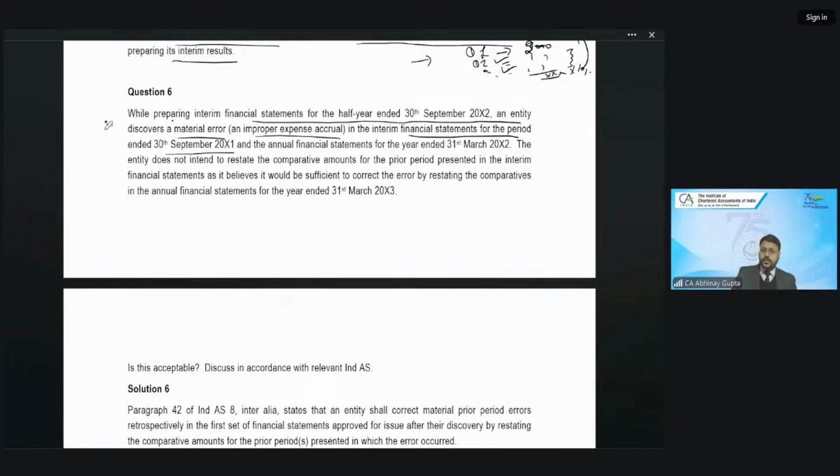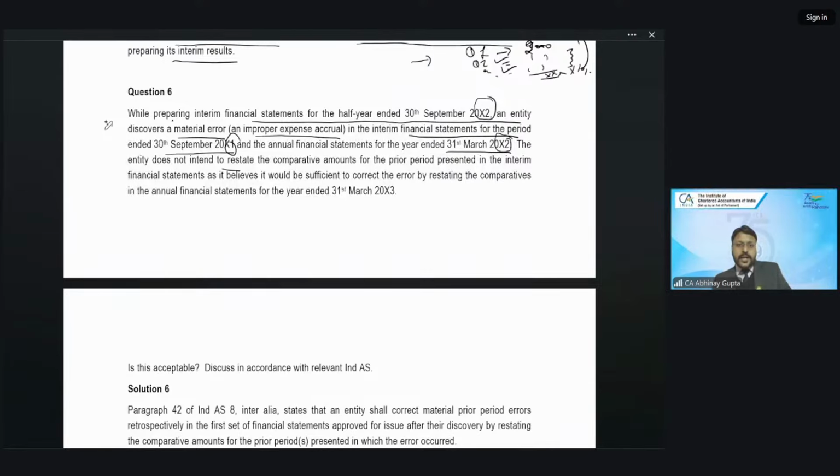30th September 2002, the entity discovered that there was an error in the financial statements for the period ended 30th September 2001, that is last year, and the annual financial statements for the year ended March 31st, 2002 as well, because it was incurred in September 2001. So it was continuing in the March annual financials as well. Right now, we are detecting it in the first half of the next financial year.